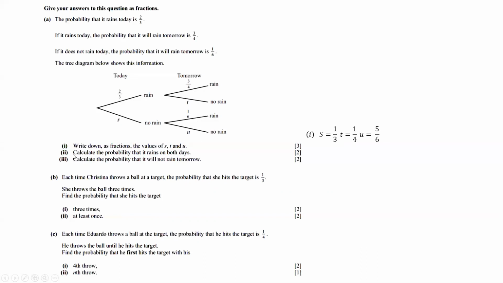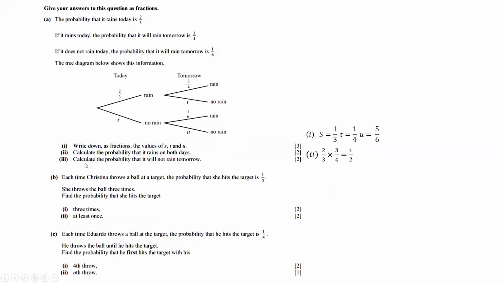Now, question 2, calculate the probability that it rains on both days. Okay, if raining for both days, that means these 2 multiplied together, 2/3 times 3/4. Okay, then you get half. 2/3 times 3/4, then you get the answer. You can leave your answer without simplifying also. But I would suggest you put your answer in fraction. Don't put in decimal or percentage. Write your answer in fraction, easier to see.